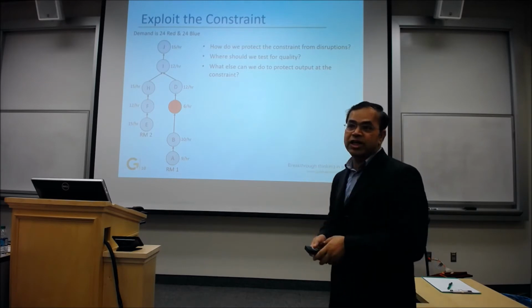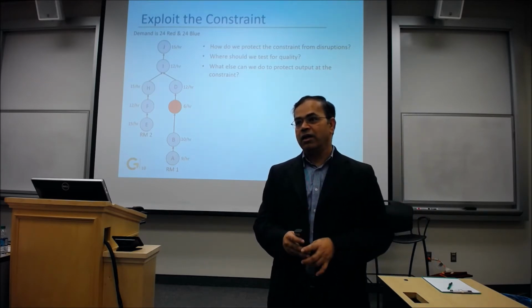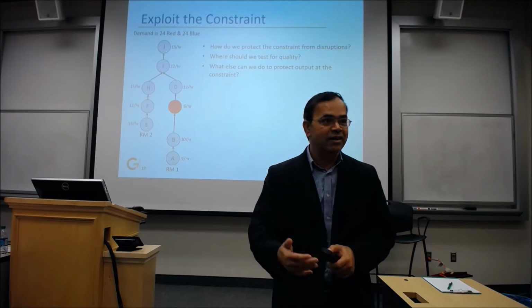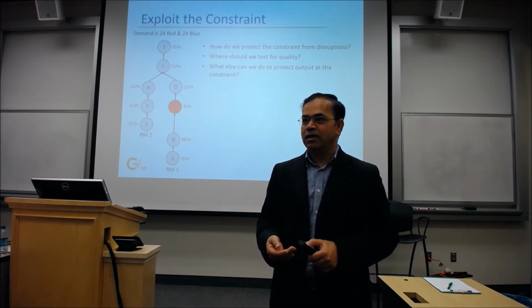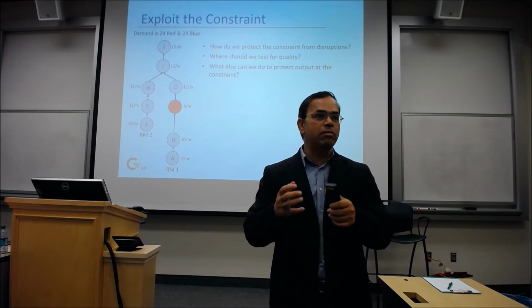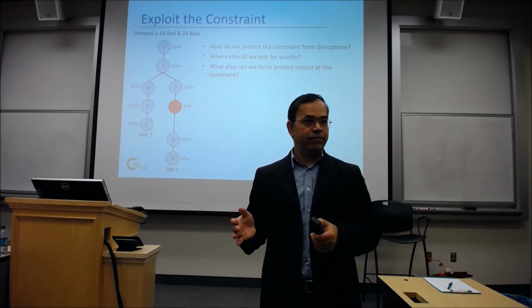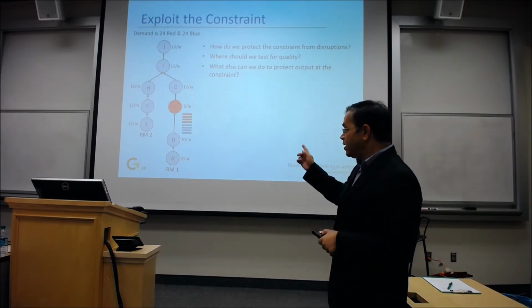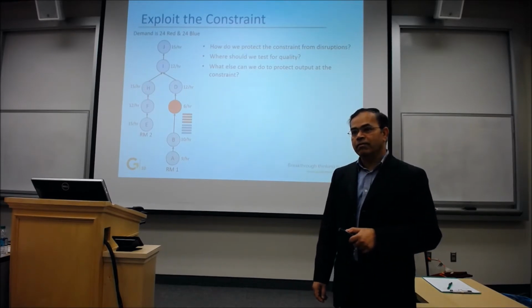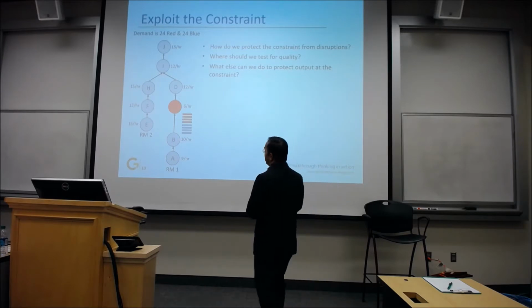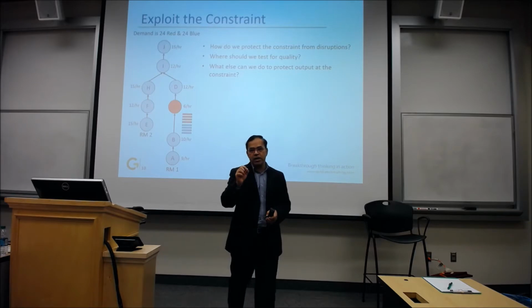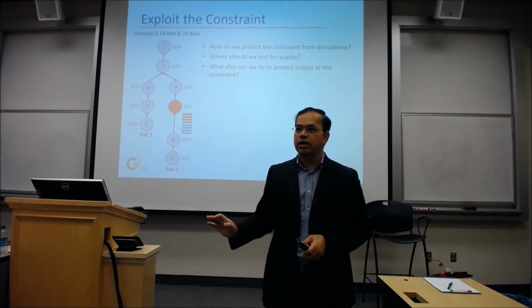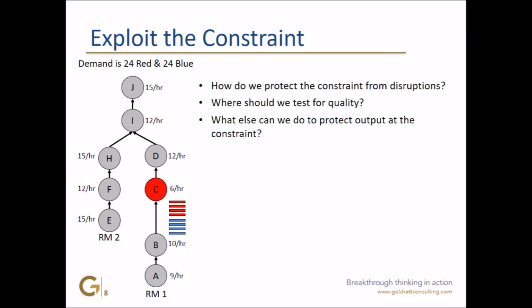What else can you do to protect C? C has to continue to run. So what else can you do? If at all there needs to be a queue or buffer in the system, where will it be? Right here. Because if you have some queue in front of C, you are making sure C never runs dry. Make sense?